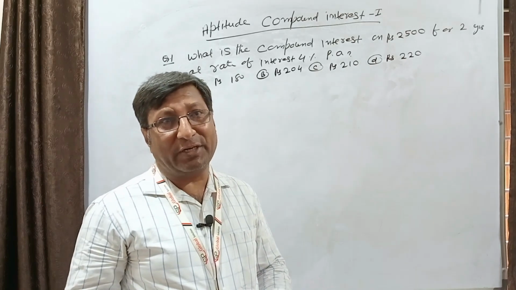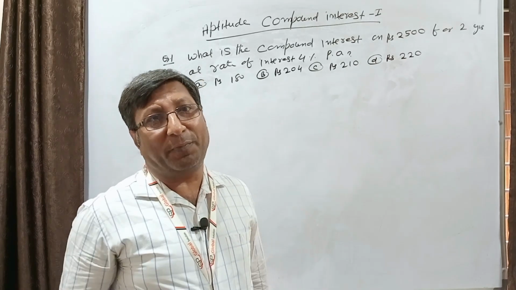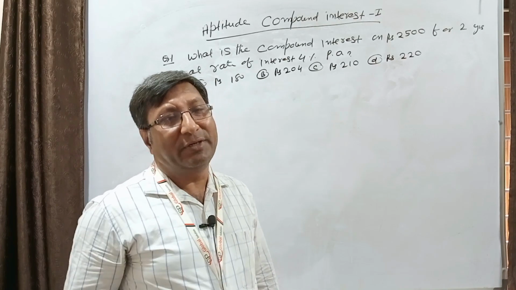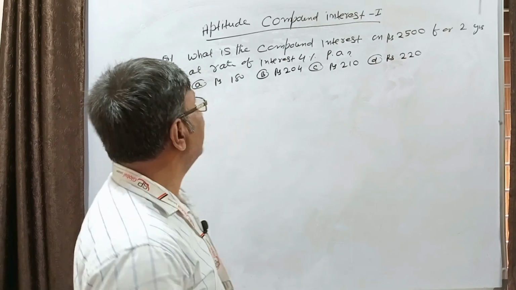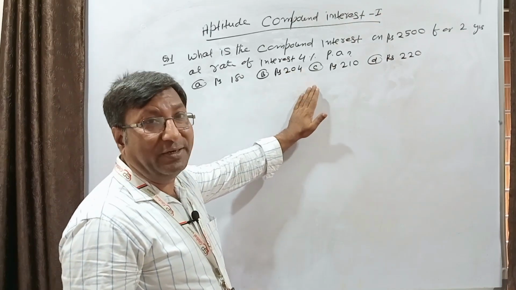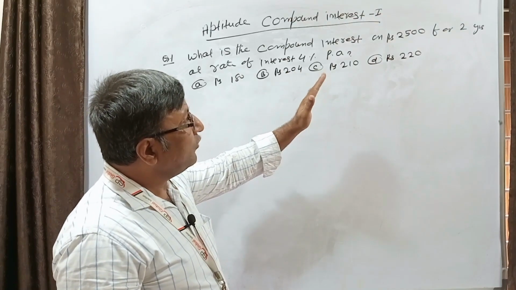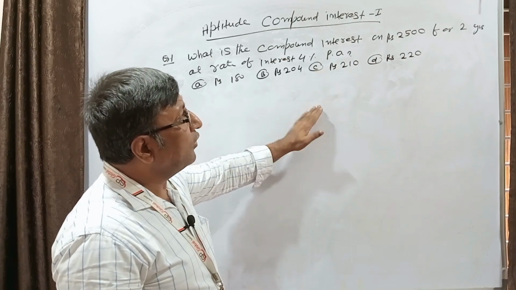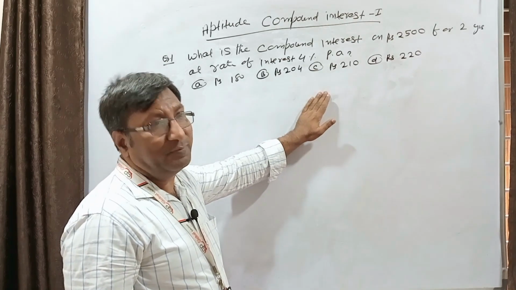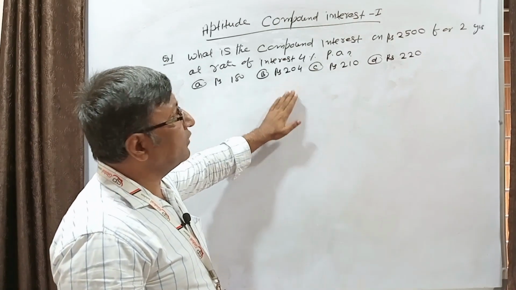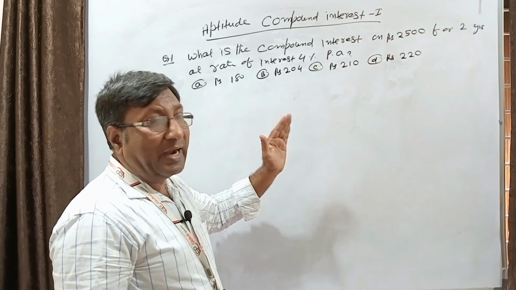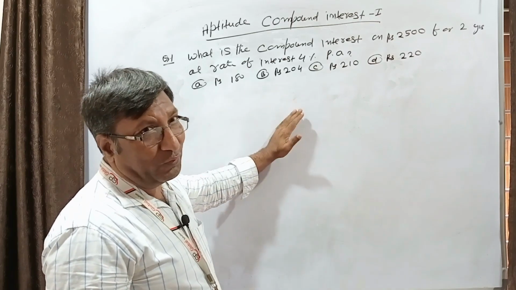Today I am going to start a very important topic, that is compound interest aptitude test paper. Let us see the question. What is the compound interest on rupees 2500 for 2 years at rate of interest 4% per annum? For this type of question, first you see what is given in the question, and after that you will apply your formula.